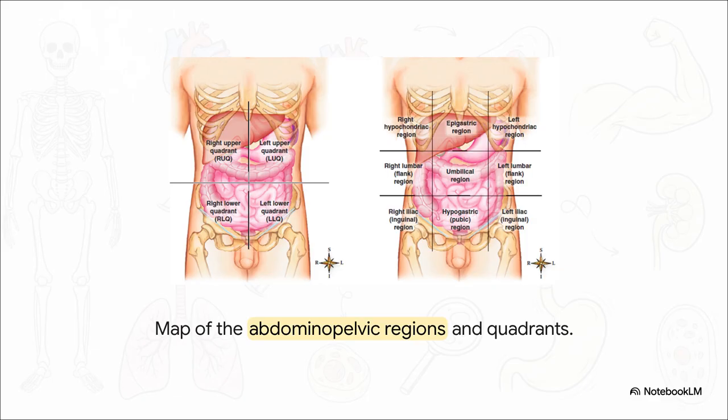Notice how the umbilical region perfectly centers around the navel? Your navel basically acts as the ultimate anatomical landmark. It anchors this whole grid so medical professionals can pinpoint exactly where a patient is experiencing pain. Whether it's way up in the right hypochondriac region near the liver or down low in the right iliac region near the appendix, this grid tells them exactly where to look.